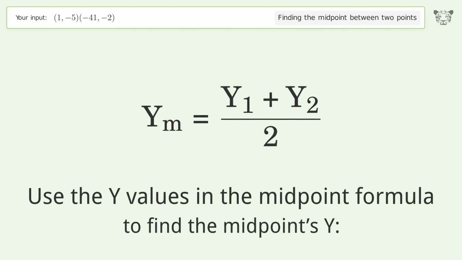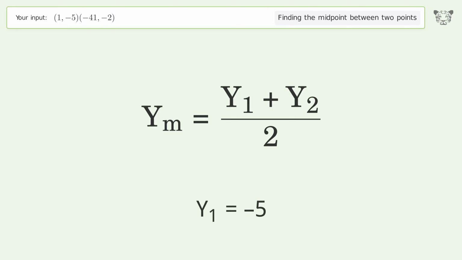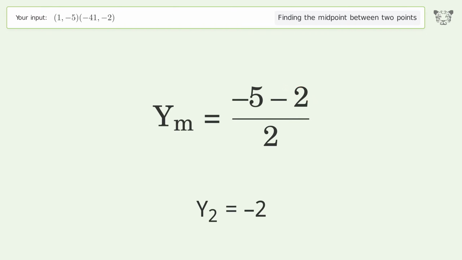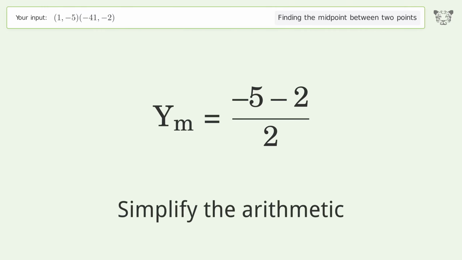Use the y values in the midpoint formula to find the midpoint's y. y1 equals -5, y2 equals -2. Simplify the arithmetic.